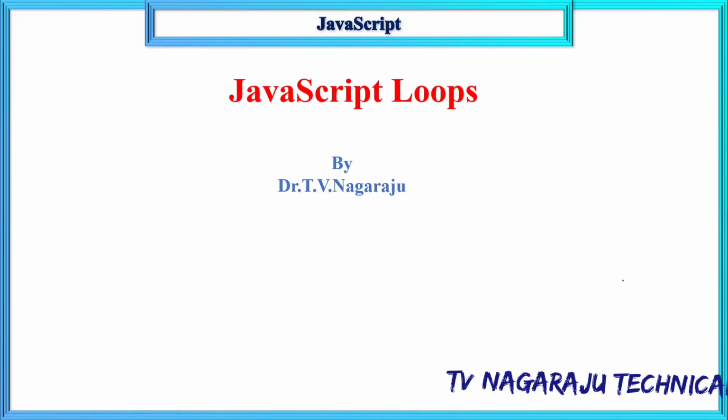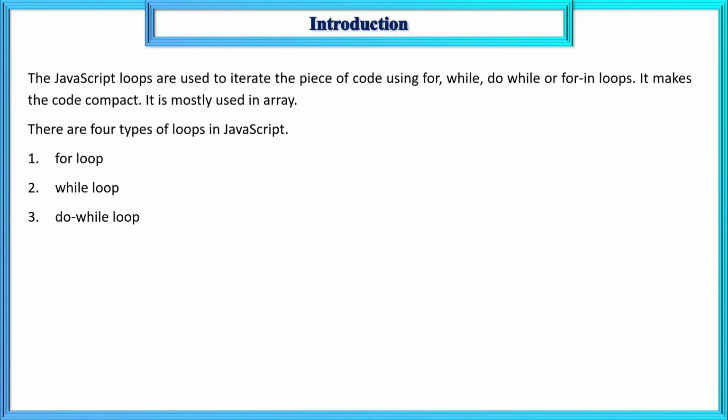Welcome to our channel. In this session, we will discuss different looping statements in JavaScript. What is the purpose of a loop? If you want to repeat some set of code multiple number of times, that code is written inside a loop. In JavaScript, we have mainly three types of loops: for loop, while loop, and do while loop.